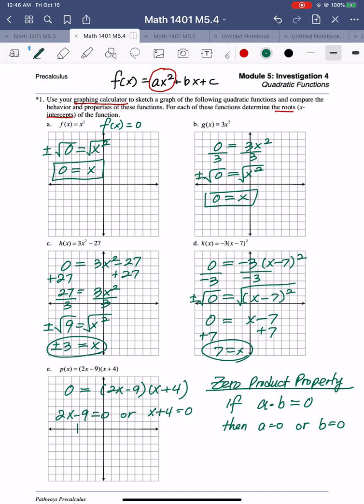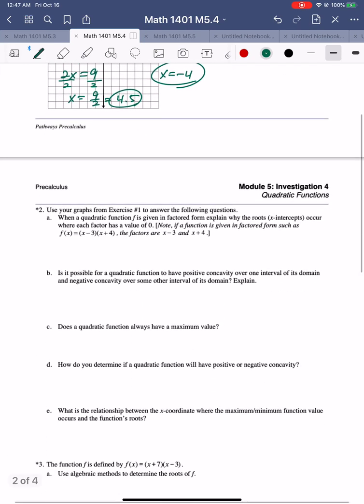So solve for x. Add 9 to both sides. 2x equal to 9, divided by 2. So x equal to 9 over 2, which is 4.5. For the other one, subtract 4 from both sides, x equal to -4. So this one has 2 solutions. All right, let's go to number 2.